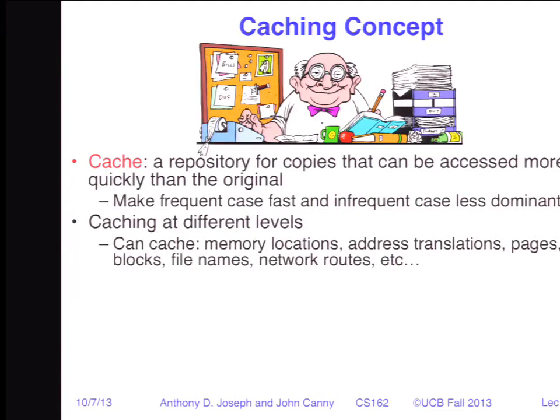This is what we're going to talk about today. We can cache pages. We can cache file blocks. Pages we'll see on Wednesday. File blocks and file names and network routes and so on. Everything in a computer relies on caching for good performance, from the system level, from the chip level, all the way up to the application level.